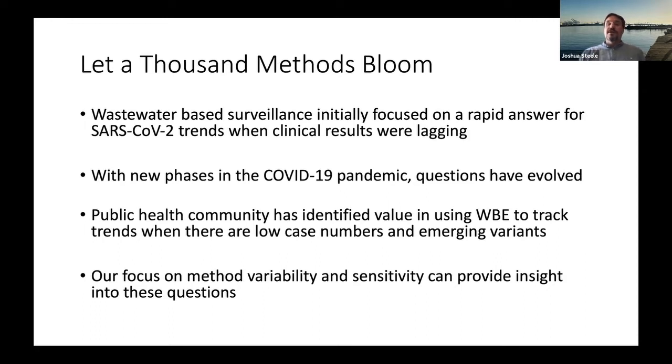As we've moved on into new phases in the pandemic, the questions have evolved. And the public health community in particular has said, okay, well, we think we have a handle on some of this clinical data when we have high prevalence, but when we have low prevalence, or maybe when we're looking at how variants are moving through the community, that's where we think wastewater-based epidemiology, wastewater-based surveillance is going to be really important. And so we've tried to focus, in addition to monitoring, on method variability and sensitivity.